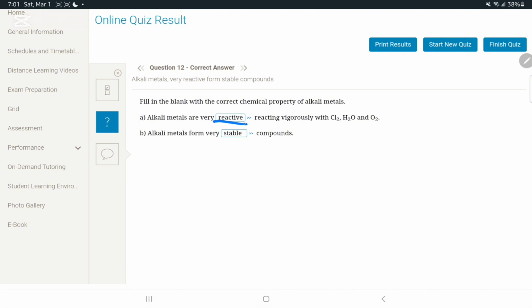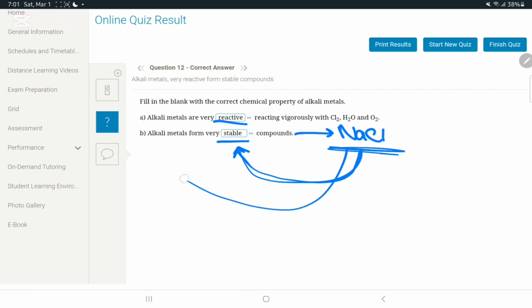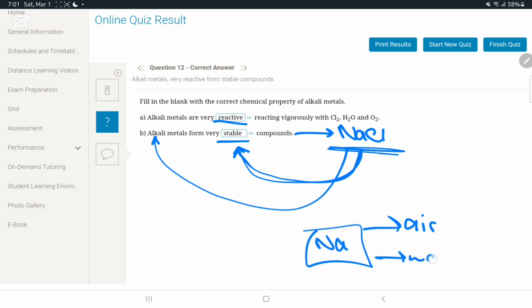Alkali metals are very reactive and they form very stable compounds. An example of a stable compound is NaCl, which was just discussed. We said it's stable, and Na is an alkali metal, and they are very reactive. For example, if I put sodium with air, or I put it with water, it will react vigorously. Okay, so there will be an explosion. It will even react faster if you put it in water.